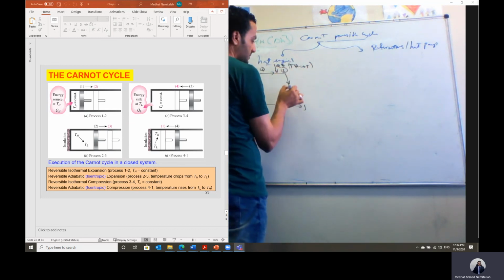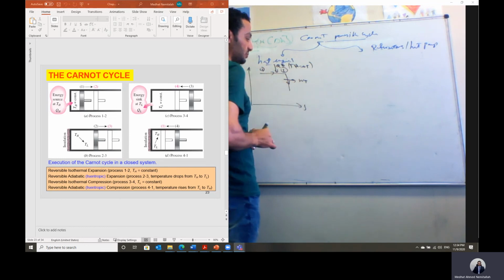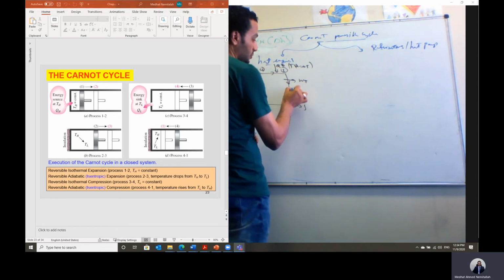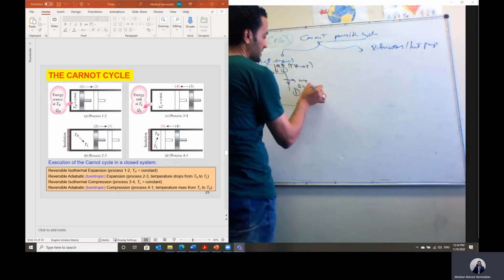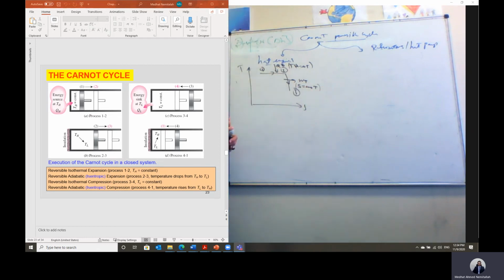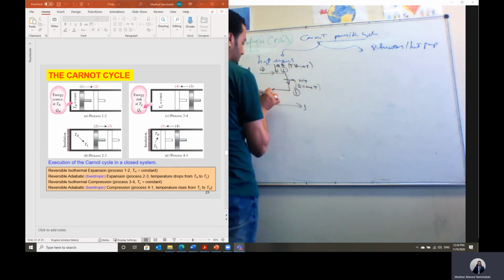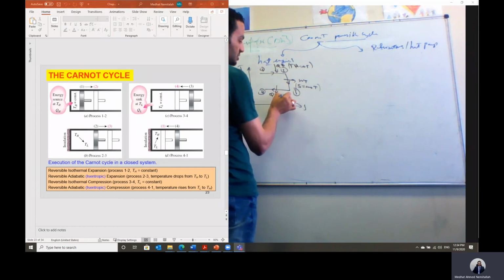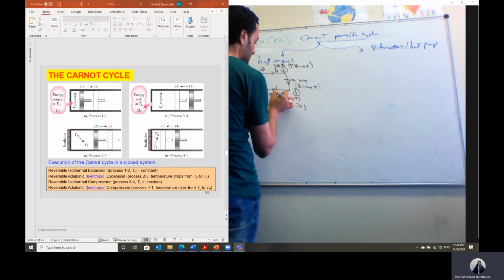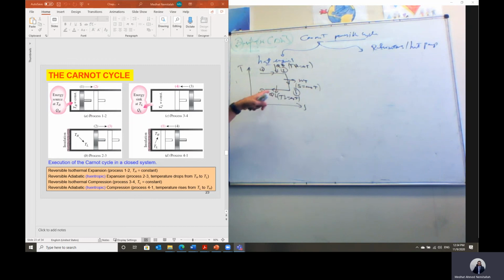Process from 2 to 3 is the expansion in the turbine to have work out, and this process should be isentropic expansion. 3 to 4 is where heat is rejected at low temperature, and T low is constant in this case. So 3 to 4 is the heat rejection in the condenser.